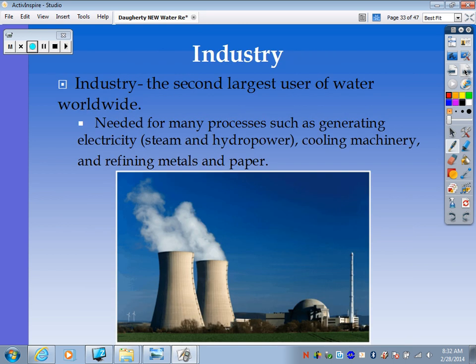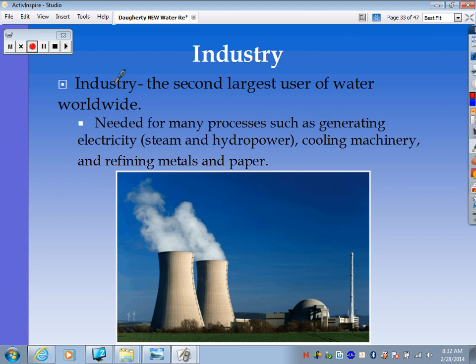Okay, so we said farming uses most of the water. The second largest user of water is going to be industry. It says water is needed for many processes, such as generating electricity. If we're using steam and hydropower, we need water as our actual source to generate kinetic energy. It's used for cooling machinery. It's used for refining metals and papers. And we have to keep in mind that anytime we are creating any sort of goods or products, or using a good or product, a great amount of water and energy went into producing them.